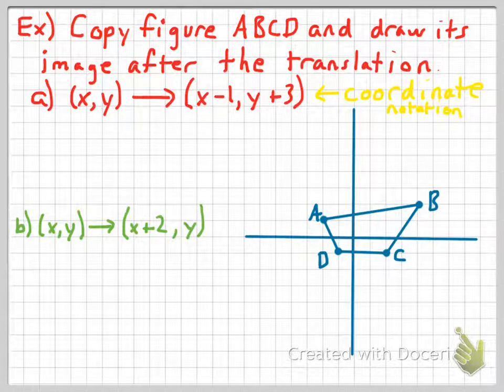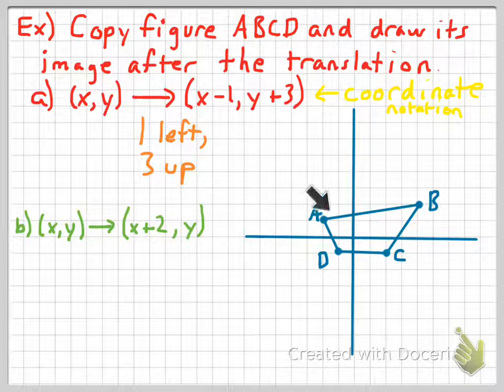Hopefully that makes sense. If not, I think you'll get this. Basically, this is telling me that I'm going to move the figure 1 unit left, because that's what happens when you subtract 1 from the x coordinate, and I'm going to move it 3 units up. Now let's see that in action.